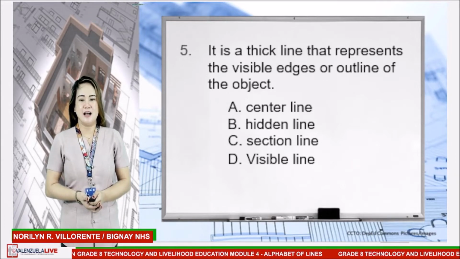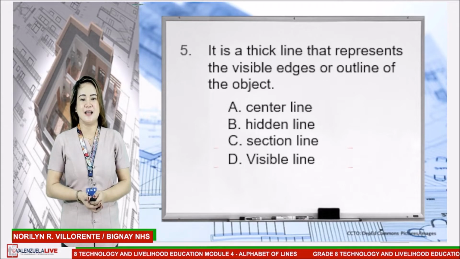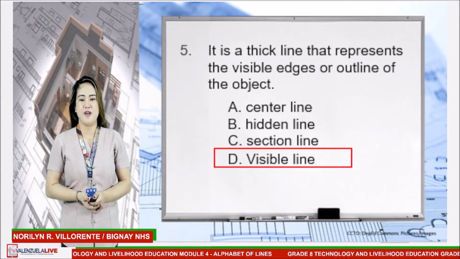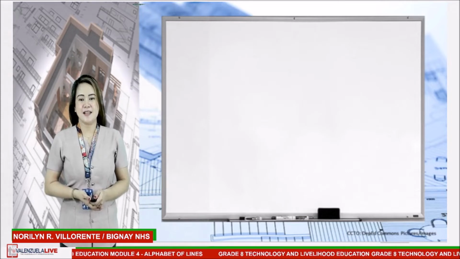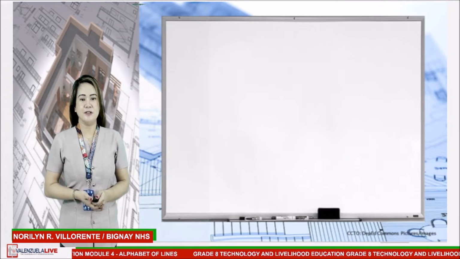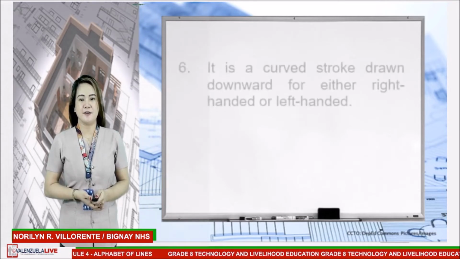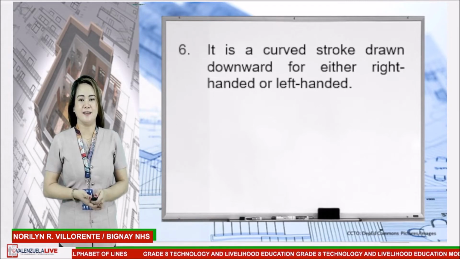Time is up. The correct answer is letter D, visible line. Very good. Number 6. It is a curved stroke drawn downward for either right-handed or left-handed.